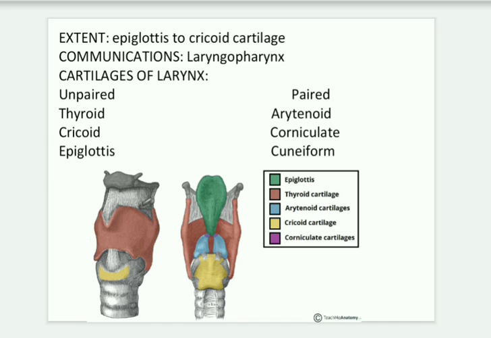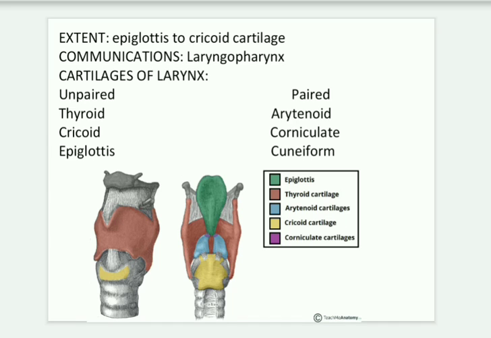Then, coming to the paired arytenoid cartilage, it has an apex and a base. Your apex is directed upwards and medially, and the base articulates with the lamina of the cricoid cartilage. Your vocal process is the attachment for the vocal cords, and there is a muscular process for muscle attachment. So the arytenoid cartilage tells about your apex, base, vocal process and muscular process.